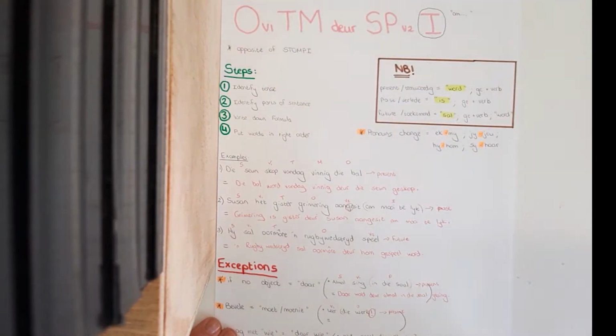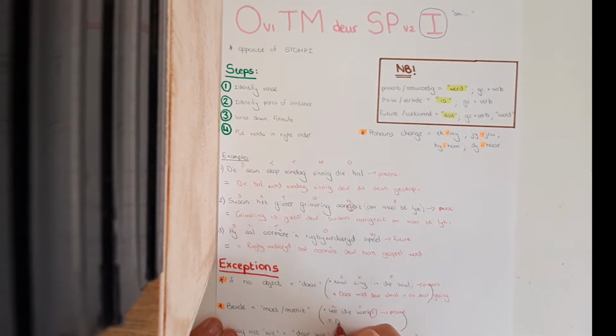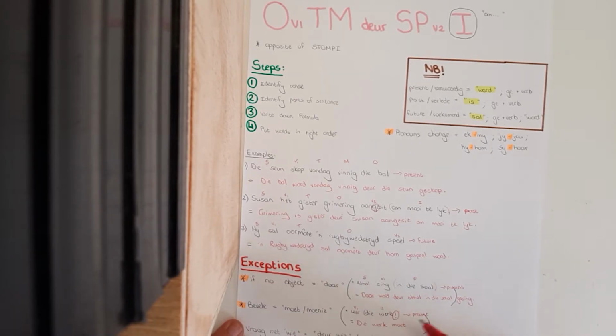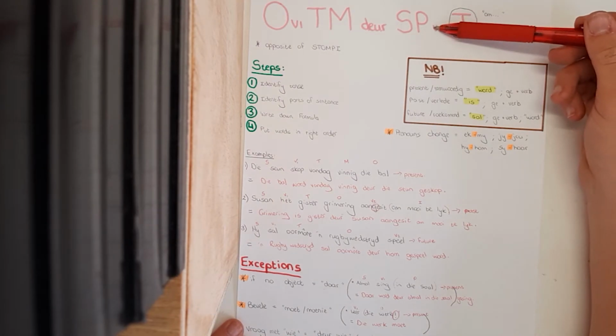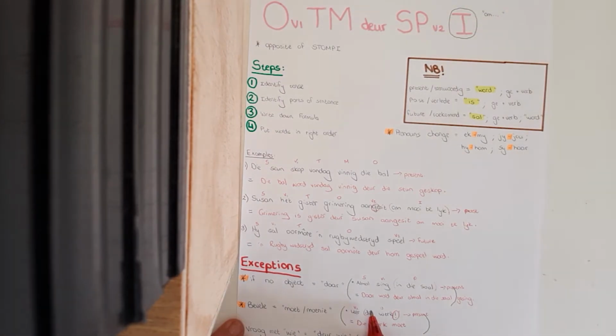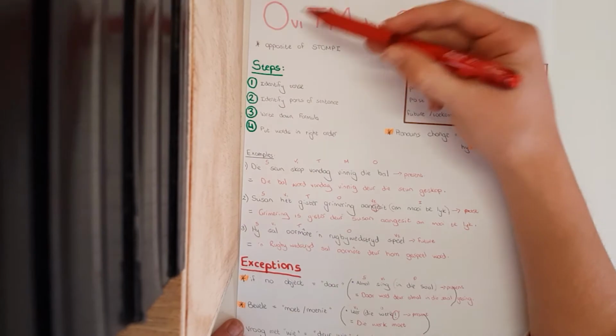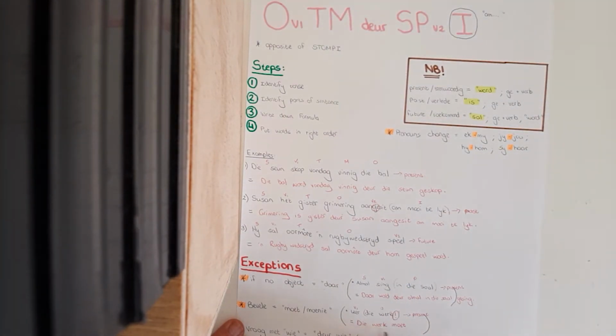Let's put in our formula. Die werk. With the exceptions, it won't always work 100% according to your formula. You're just going to go until you can't. So, object, you put down die werk. Then, because it's a bevelsin, we need to use this, okay? If it's saying you must do it, you must use moet. If it's saying you mustn't do it with an exclamation mark, you use moenie.